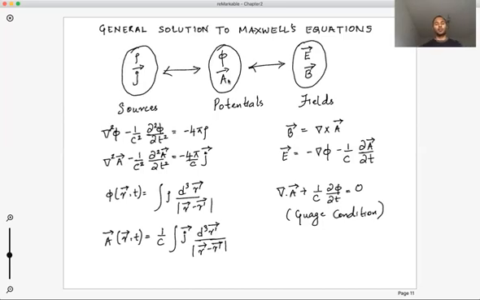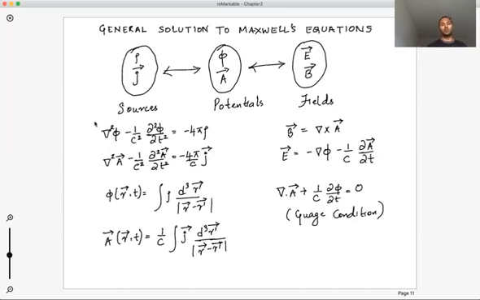So here's the general solution, and I'm going to go through how we get to it, but I just want to state it up front so you know how we are arriving at a solution using these intermediate quantities. The first step is to go from sources to potentials: given the sources, what are these potentials? And the second step is, from these potentials, how do I get the fields?